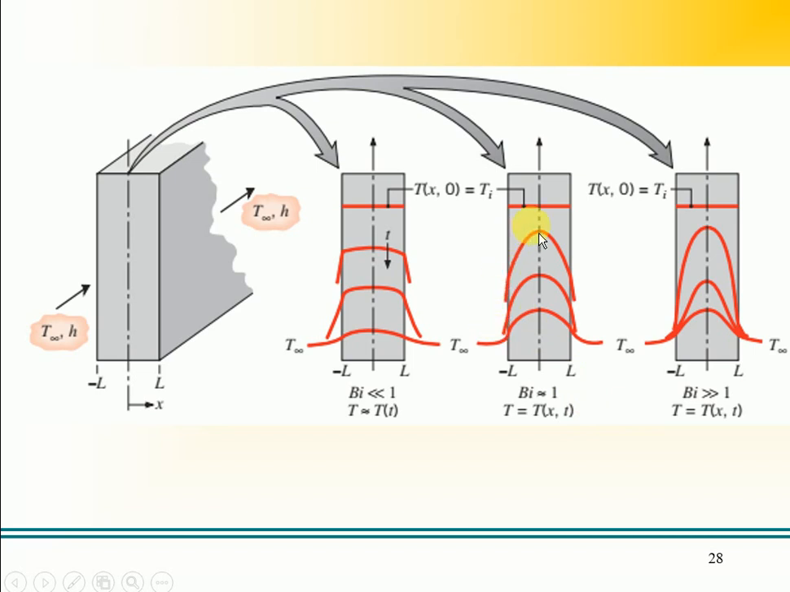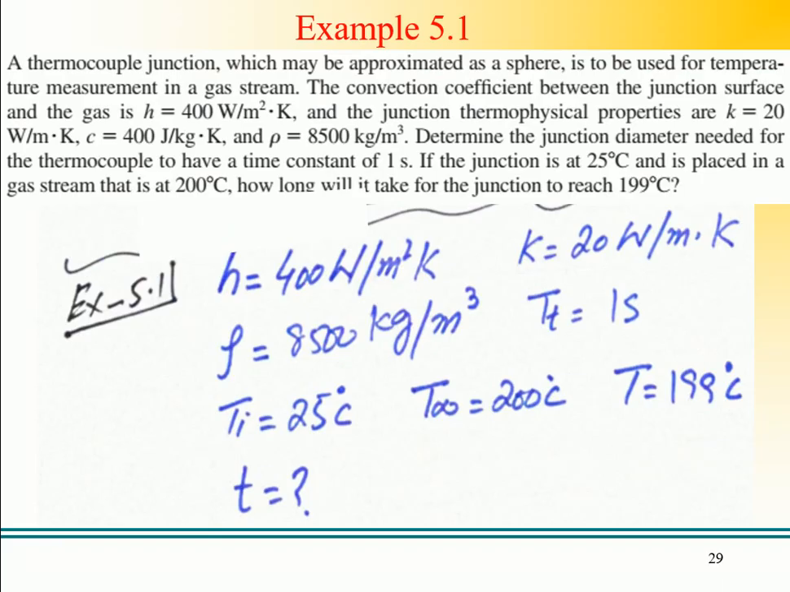But if the Biot number is equal to 1, you see the temperature is changing within the solid, within the wall along the x. And if it is very large, then it becomes almost a parabola, right? And that is a large temperature variation with respect to position.